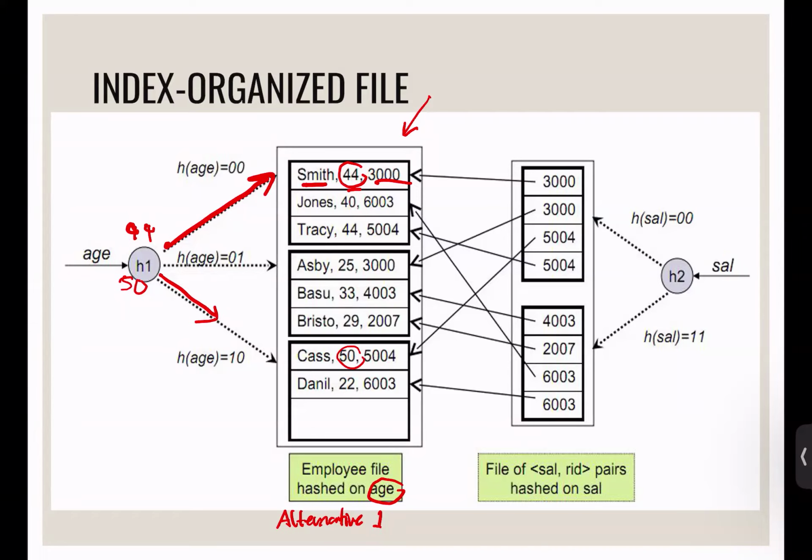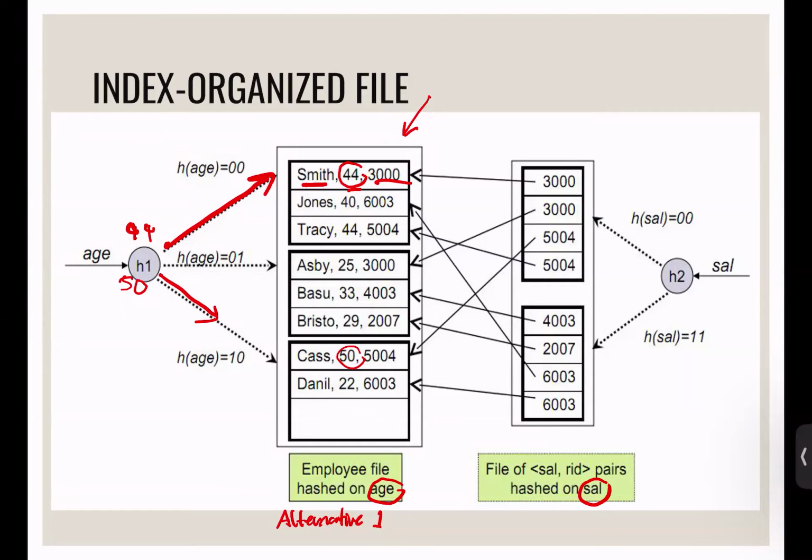And then if you want to hash on another search key, here age will be, what is it? It's clustered based on what? Well, is it clustered? Not really clustered. Well, if you want to hash on salary, this is a secondary index.